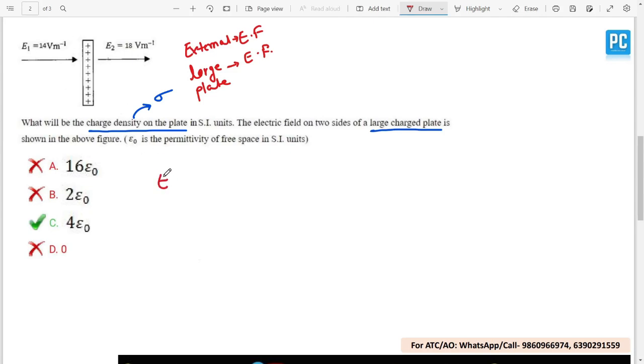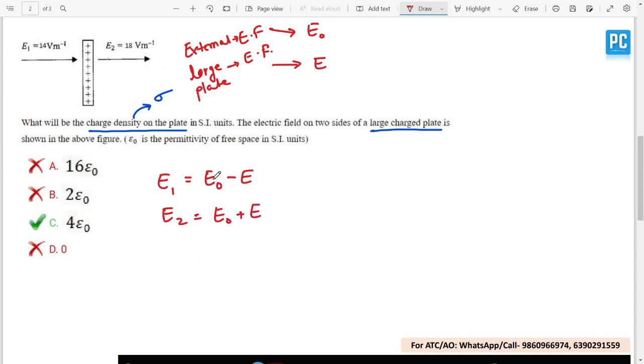So what will happen? I'm simply considering, suppose this external one is E naught, and the electric field because of this large charged plate is, suppose, E. So this E1, because this is lesser, from E naught something has to be subtracted, and for E2 something has to be added, then only this will appear.